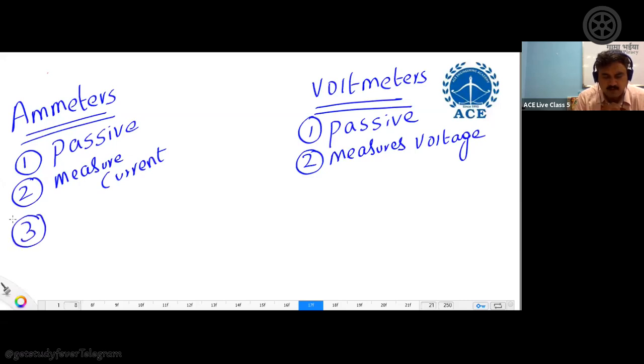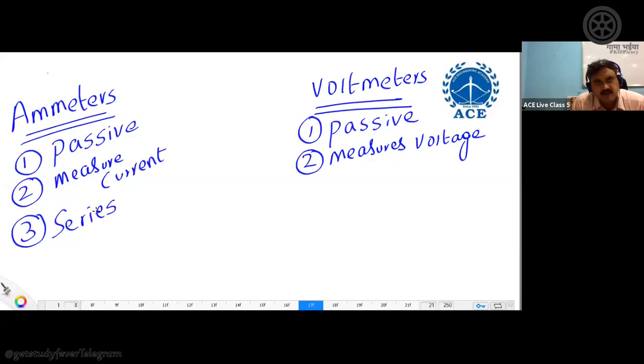Third point, how will you connect ammeters? The ammeter's major requirement is to measure current. So on whatever branch you want to measure current, you will connect the ammeter in series with that branch. So series connection will be there. On whatever device or particular element you want to measure current, you will connect this ammeter in series. You will take the range of the ammeter, the valid range for the characteristics you want, and connect it in series with that particular branch.